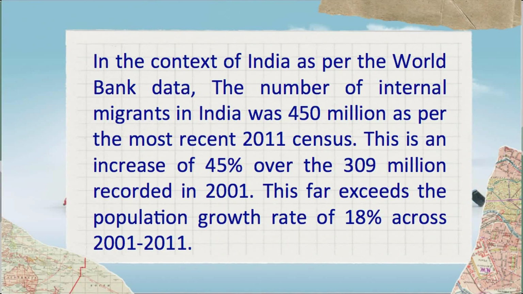In the context of India, as per the World Bank data, the number of internal migrants in India was 450 million as per the 2011 census. This has increased 45% over the 309 million recorded in 2001. So this far exceeds the population growth of 18% in 2001 to 2011. So in 2001, the total migrants recorded was 309 million, which came to 450 million in 2011. So there is a huge increase in the number of migrant population.